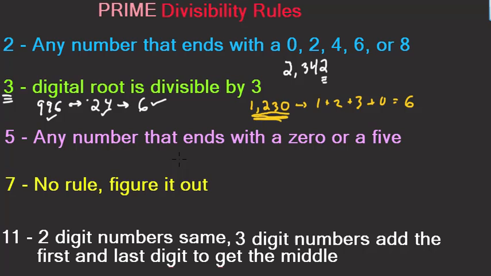5, any number that ends with a 0 or 5, so I mean, you could literally have 1,272,345. That number is going to be divisible by 5 because it ends with the 5. All right, 7. You just got to try it out. You have a number, you're not sure if it's divisible by 7. There's no real steadfast rule, so you're just going to have to try that out.